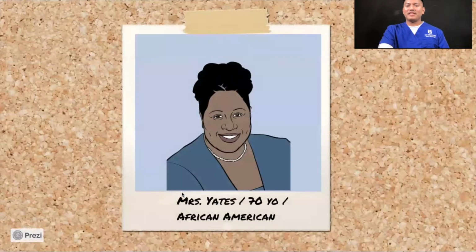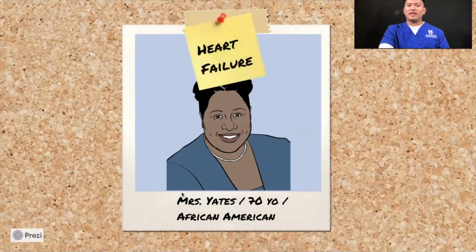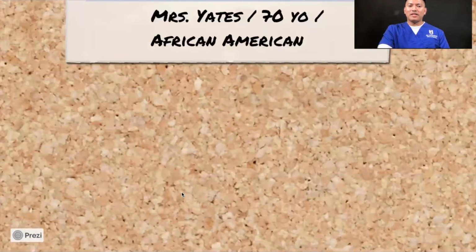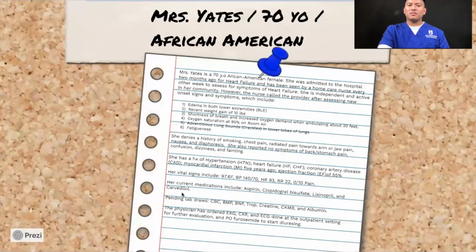I have Mrs. Yates. She's a 70-year-old African American with a history of heart failure. Just a little background about her. She was admitted to the hospital 2 months ago for heart failure and has been seen by a home care nurse every other week to assess her symptoms of heart failure. She is independent and active in her community.